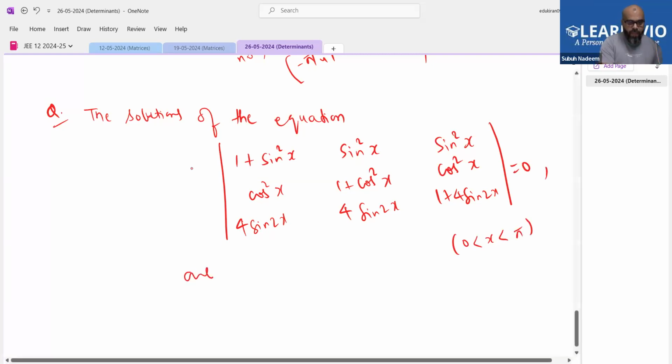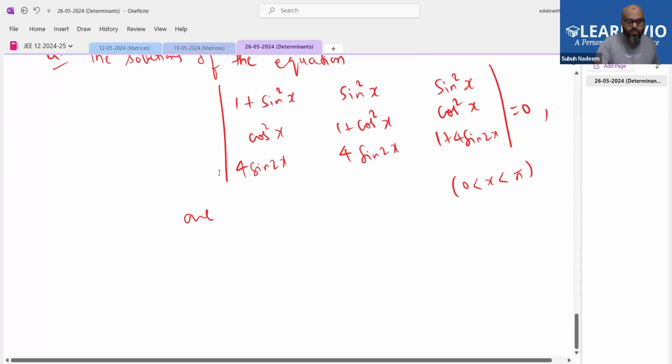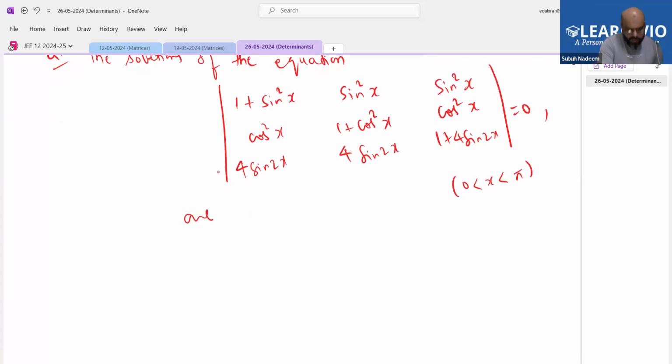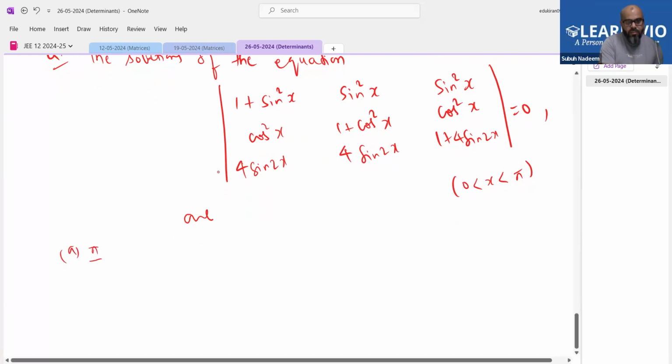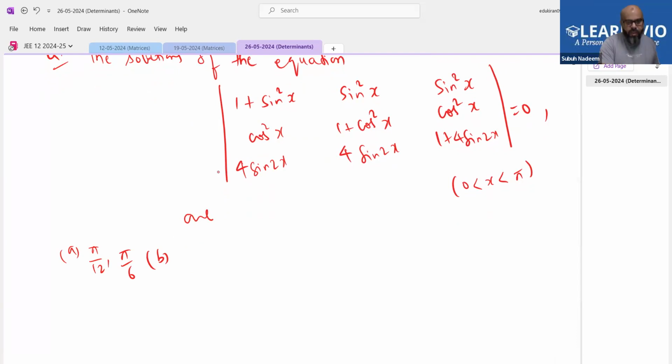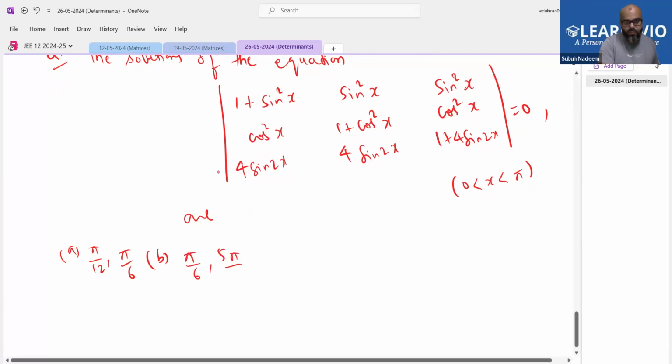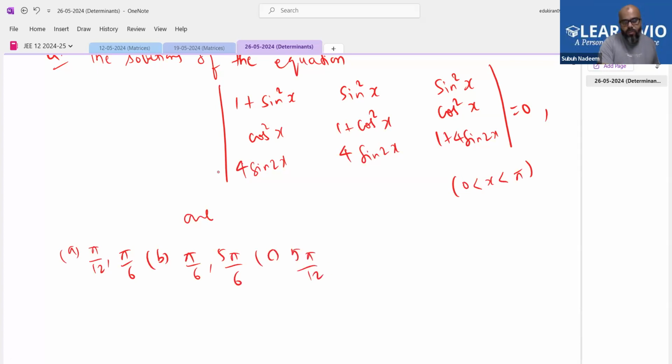Our options are given to us. Option A is pi by 12, pi by 6. Option B is pi by 6, 5 pi by 6. Option C is 5 pi by 12, 7 pi by 12. Option D is 7 pi by 12, 11 pi by 12. Just give it a try first.